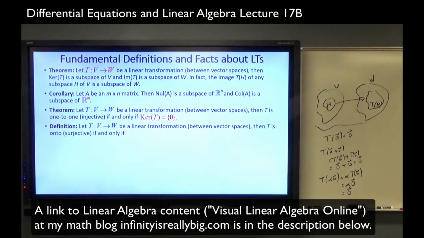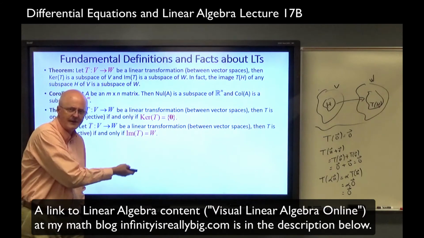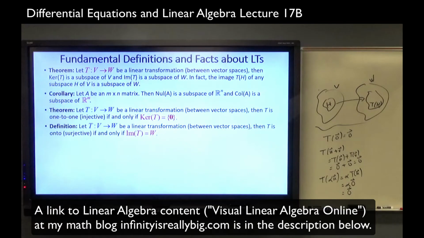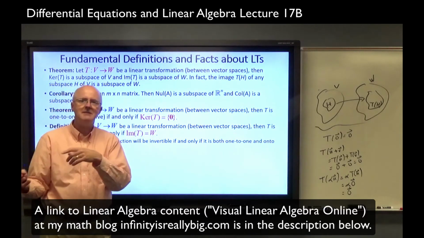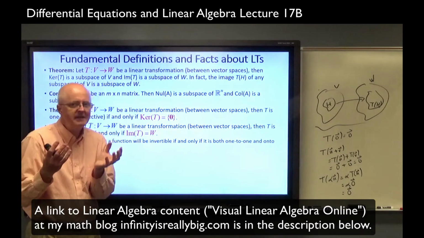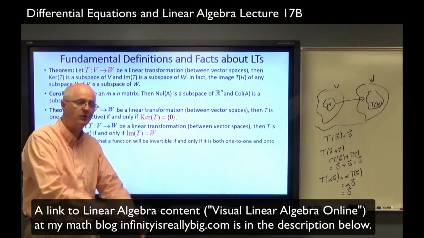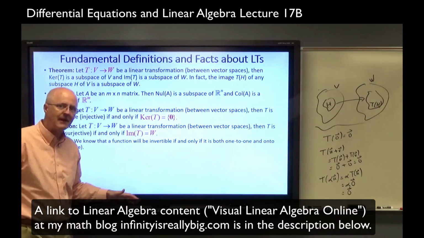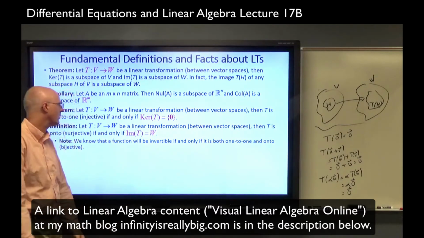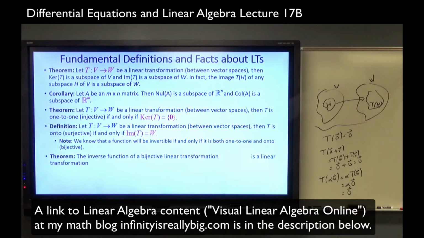Here's a definition. If T is a linear transformation, then T is onto if and only if the image of T is all of W. There's nothing to prove there, that's a definition, but it's worth stating. Note, we know that a function will be invertible if and only if it is both one-to-one and onto. It's also called bijective. I mentioned in lecture 16b that the real key condition is one-to-one. If it's not onto, it can be gotten around by shrinking the codomain. But I said we're not going to worry about that anymore, and we really are not going to worry about that anymore as far as I know, looking ahead.